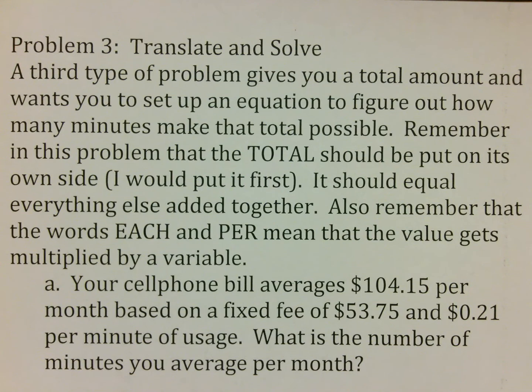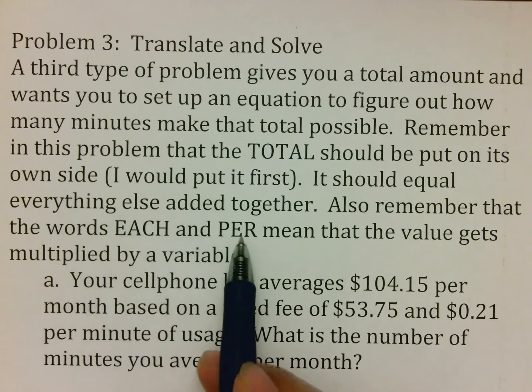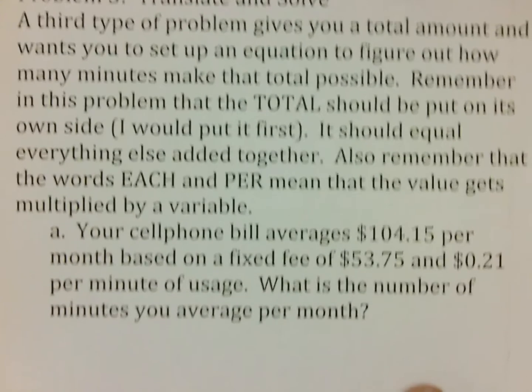Remember for this problem that the total should be put on its own side. I would honestly just put it first, so I would put the total down, then an equal sign, and then add everything else up. Also, again, each and per mean that a value gets multiplied, because each means times and per means times, based off of what we learned.